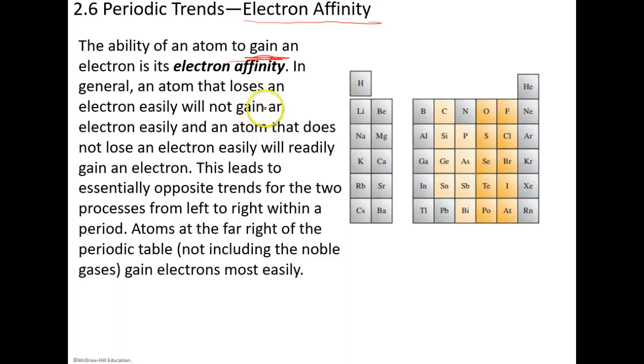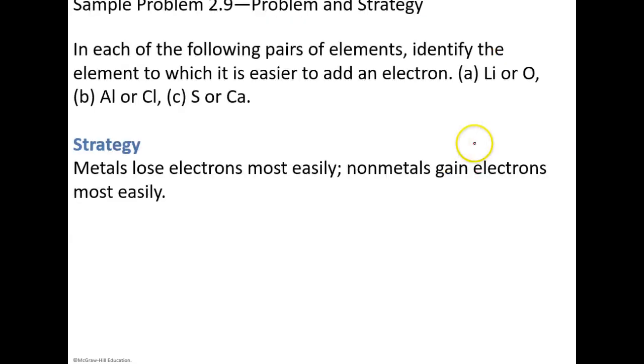So this leads to essentially the opposite trends for the two processes from left to right within the atoms. So fluorine is easiest, cesium hardest. Higher electron affinity as you go from left to right, and as you go from top to bottom, higher electron affinity. Okay, it makes sense.